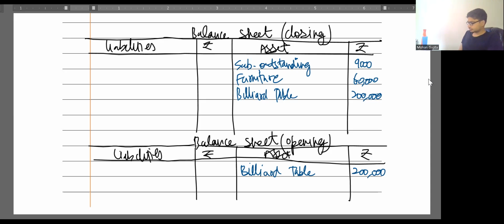And then insurance premium outstanding. On what side? This would be on the closing balance sheet. Assets. Insurance premium outstanding is an asset, because money is still to be paid to us. Oh, okay, yes.